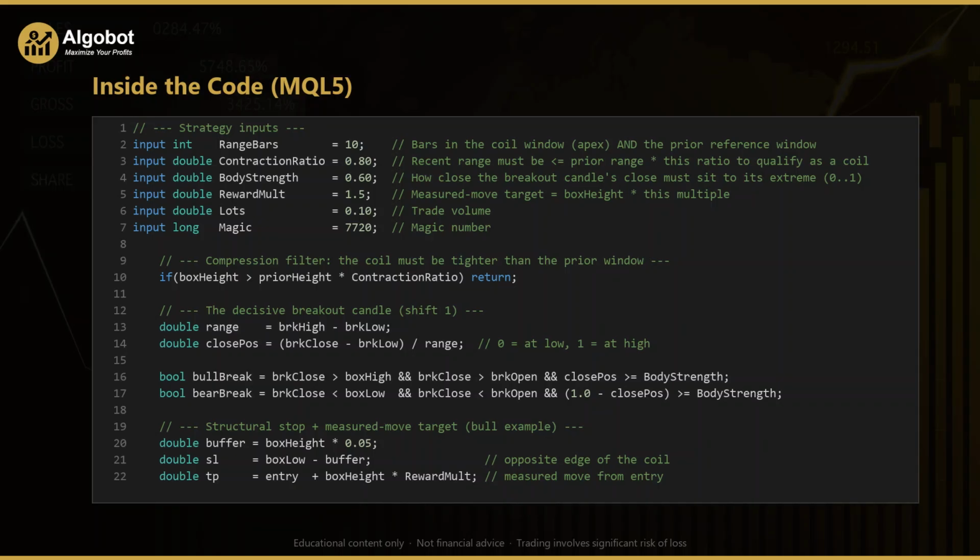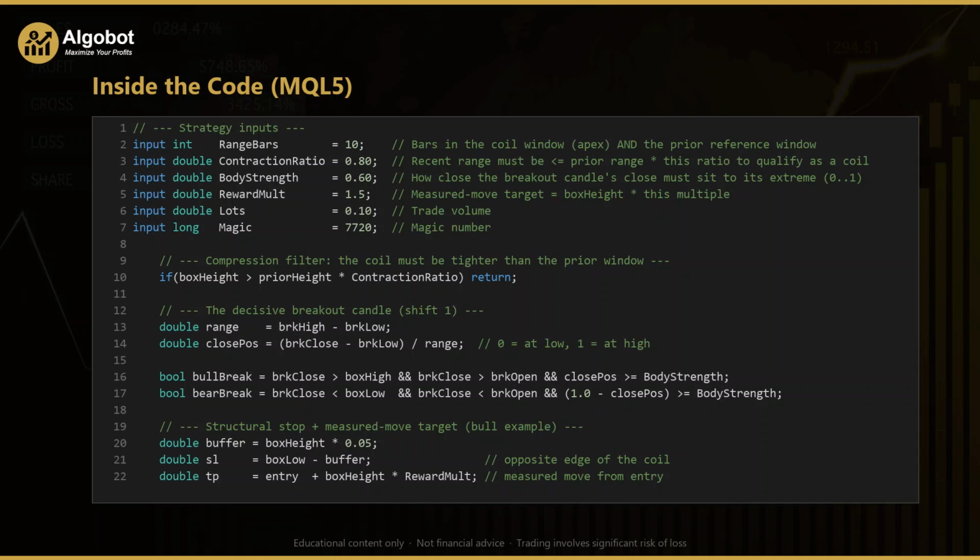It calculates the candle's range, then close position, which is where the close sits between the low and the high, from 0 at the low to 1 at the high. The bull break condition requires three things together: the close above the box high, the close above the open, and the close position at or above body strength. The bear break is the exact mirror using 1 minus close position.